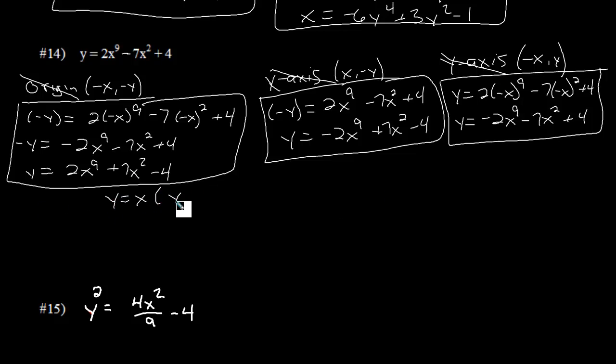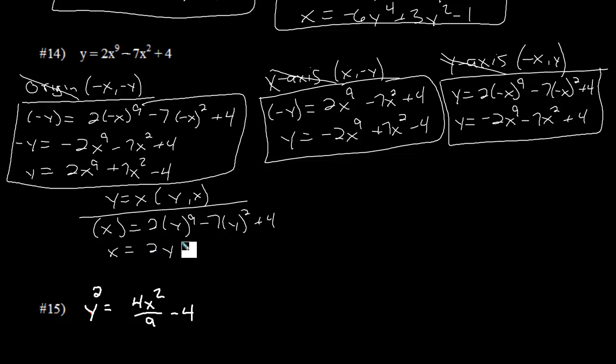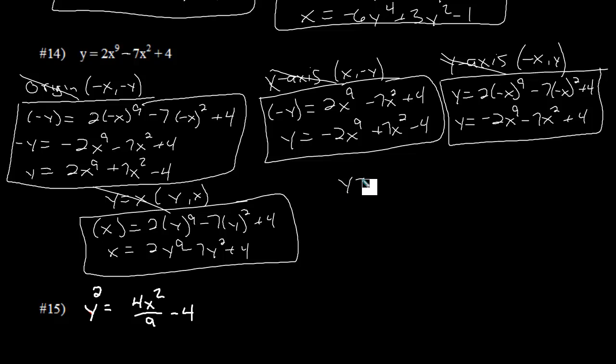The line y equals x, we make y x and x y. This is one of those problems, once again, that I don't even have any idea how to get y by itself. Therefore, it can't be the same as the original.